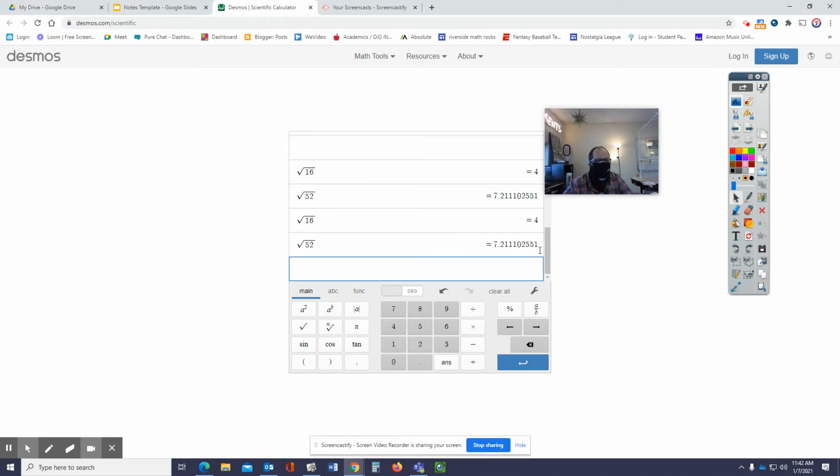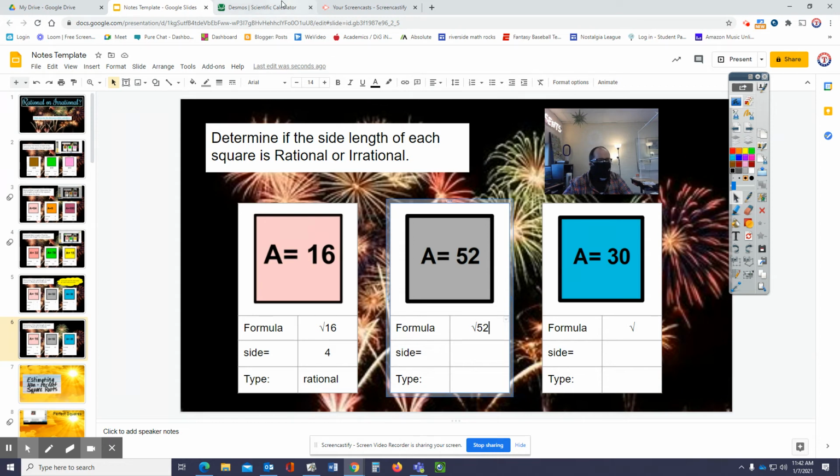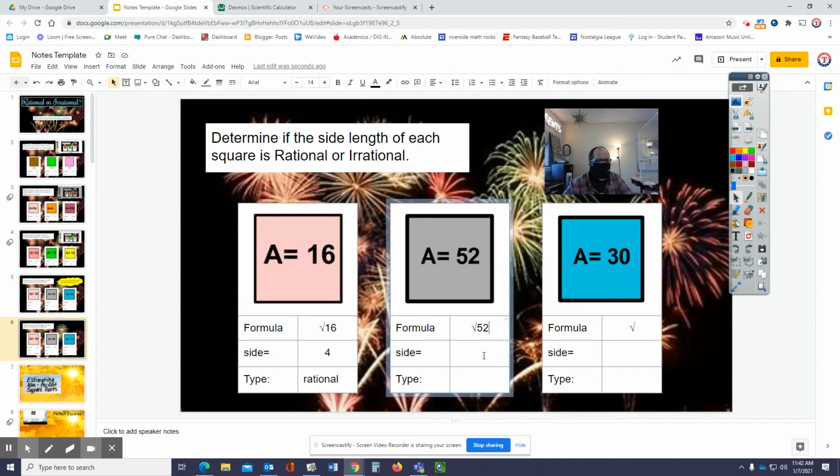So if I were to multiply these two together, I would get about 52, but not exactly 52. So I'm going to go ahead and say the side length, we'd round this to about 7.2. So I'll say the side length is approximately 7.2. And because I'm having to round it, this is an irrational number. So this is an irrational number because, again, it's not exact. It's going to be rounded.